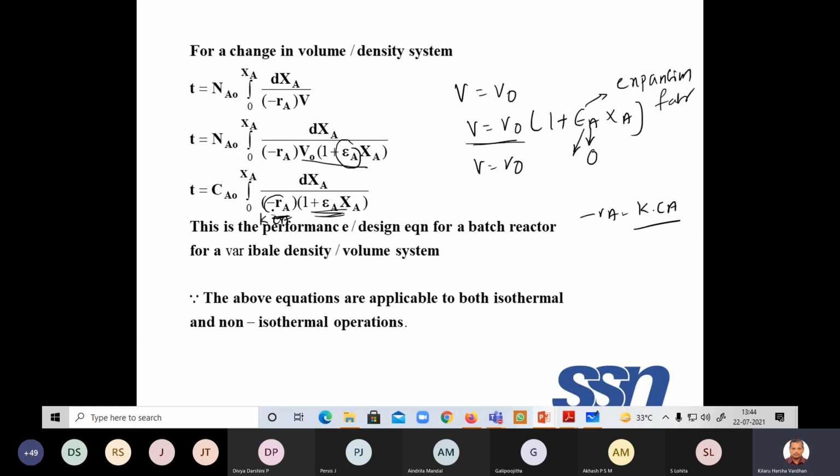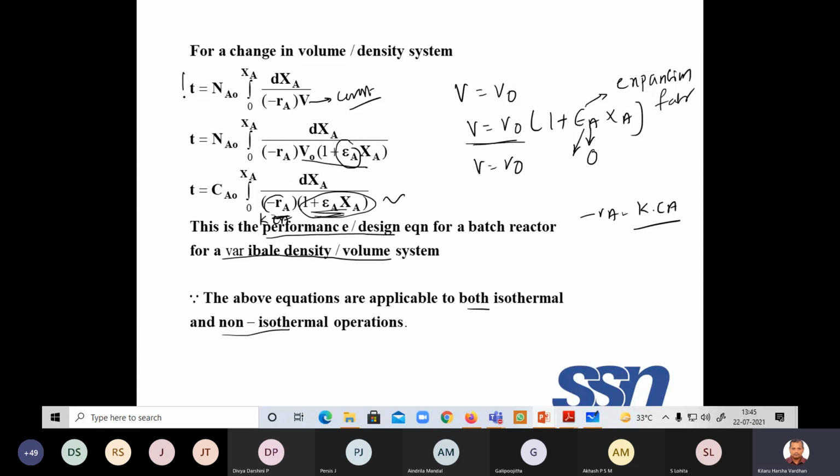So as long as possible, we try to reduce the number of terms. That is why we make V constant. If you are not making V constant, this extra term will come inside, and the integral becomes very difficult. So this kind of equation is called the variable volume design expression. This expression can be used both for isothermal and non-isothermal cases.